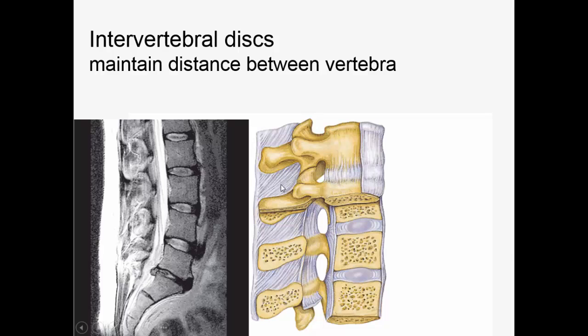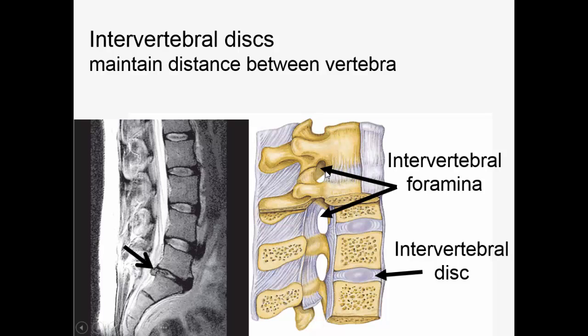The intervertebral discs are those fibrocartilage pads that maintain space between the vertebrae. This is important to the way that the vertebrae function. We have to have these little holes. These are called the intervertebral foramina. This is where the spinal nerves come out. If these holes are not maintained, the spinal nerves will be pinched.